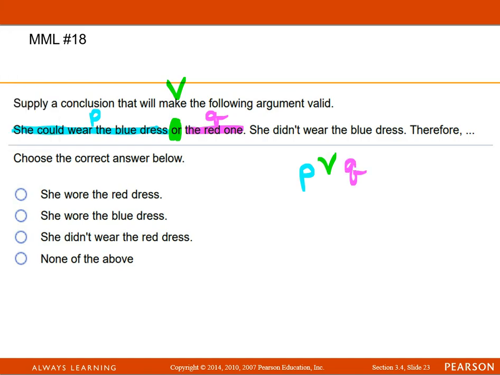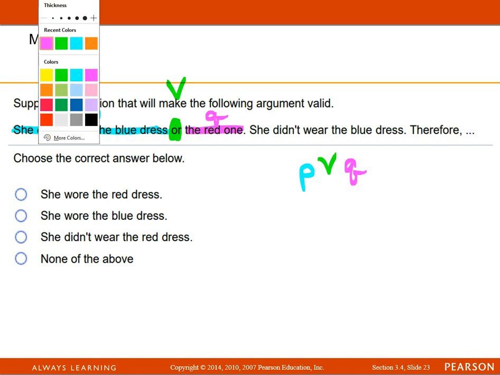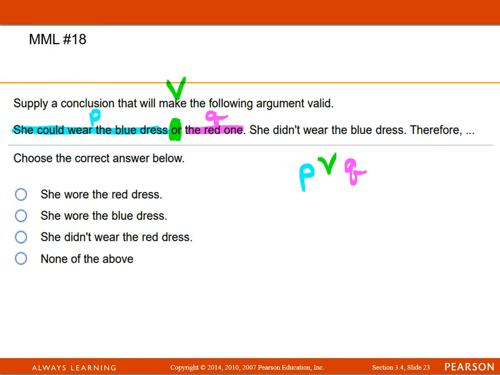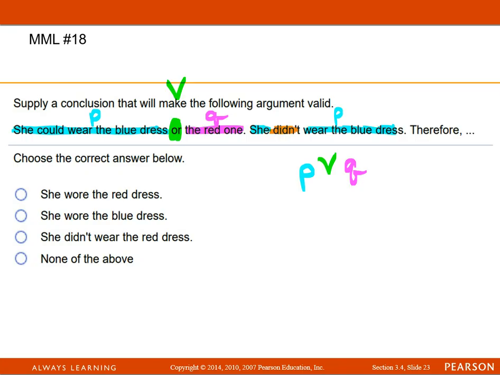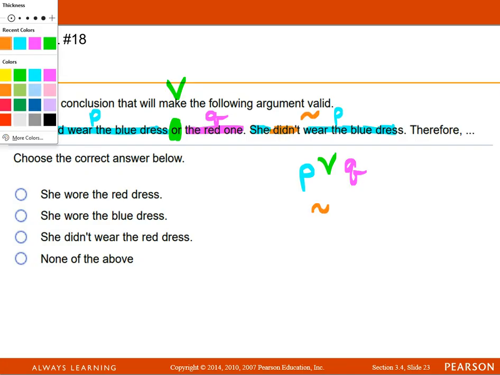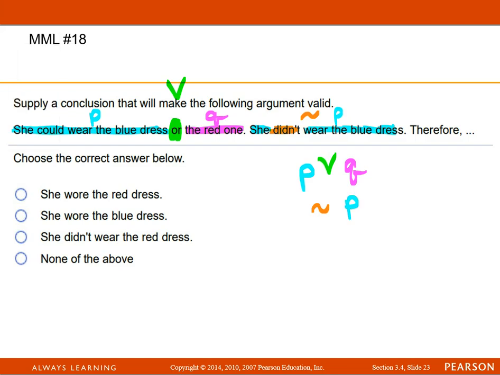Then the next premise says she didn't wear the blue dress. When we said she could wear the blue dress, that is P, right? But we're throwing a didn't in there, so that makes it a negation. So my next premise is the negation of P. And then you draw the line and the three little dots, and we're looking for the correct conclusion.